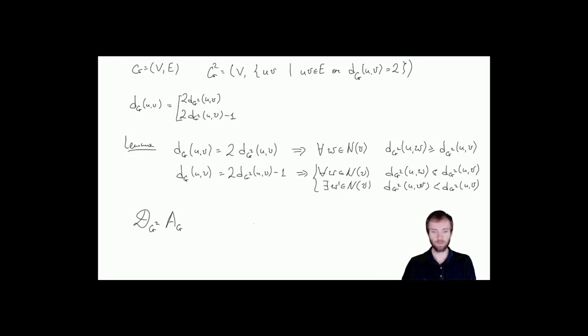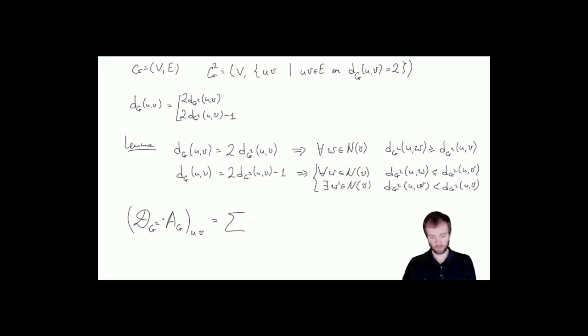So what if we now take the product of these matrices and look at the entry corresponding to a pair of vertices u and v? This entry is equal to the scalar product of the row of this matrix corresponding to u and the column of this matrix corresponding to v.